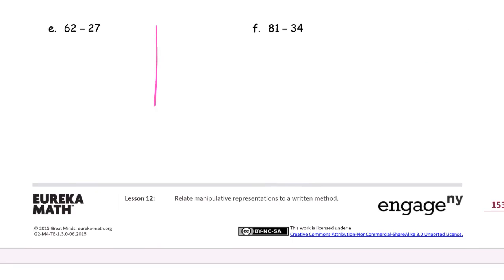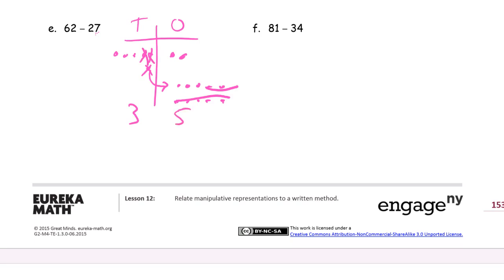62 minus 27. We've got tens and ones. 1, 2, 3, 4, 5, 6 tens, and 2 ones. Now I can't subtract, can't cross out 7 ones, so I gotta unbundle a 10. That gives me 1, 2, 3, 4, 5, 6, 7, 8, 9, 10 ones. Now I can subtract 7 ones and 2 tens. Leaves me with 3 tens and 1, 2, 3, 4, 5 ones, 35.